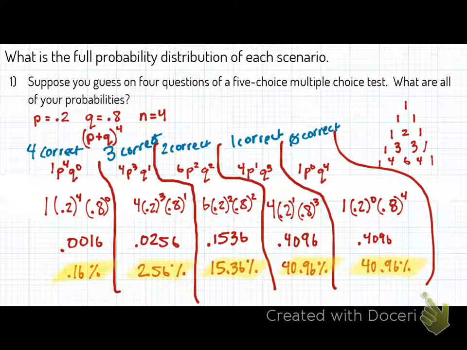Okay. What if you were to get 2 correct? 2 correct is 15.36. Let's add 15.36 plus 40.96 plus 40.96. What's the probability of you getting 2 or less correct?